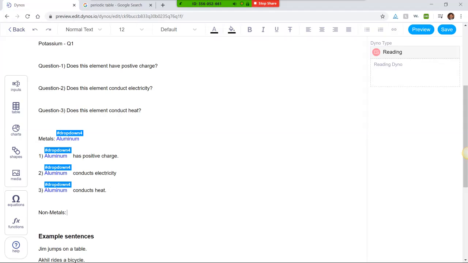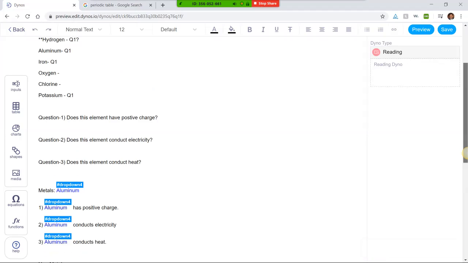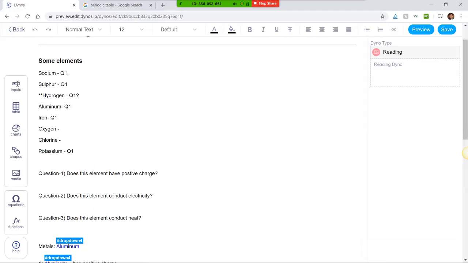Okay, non-metals, give me an example of non-metal. I mean, basically, it's quite opposite. I don't have to do this, but it's quite opposite. It has negative charge. It's not a conductor of electricity. It does not conduct heat. Okay? Oxygen, chlorine, any other non-metals that you know of?